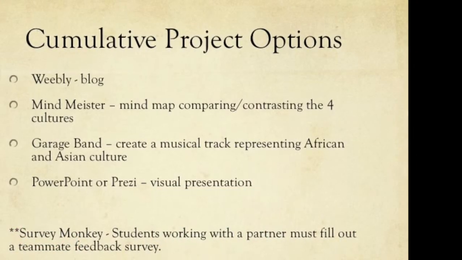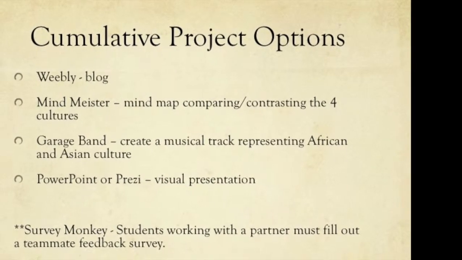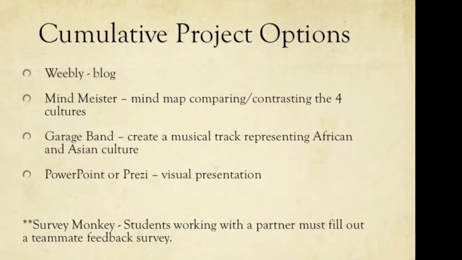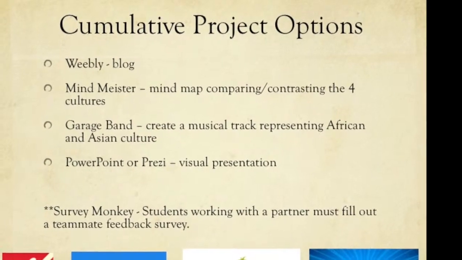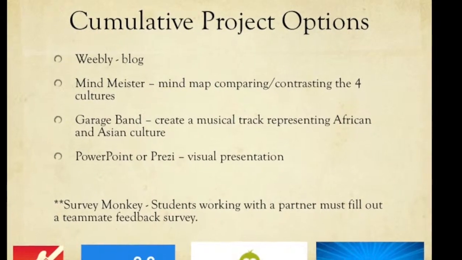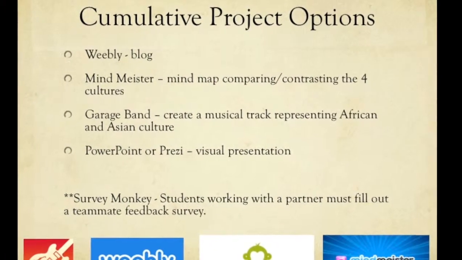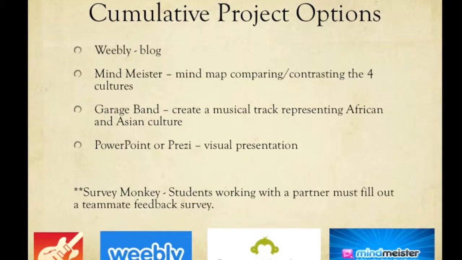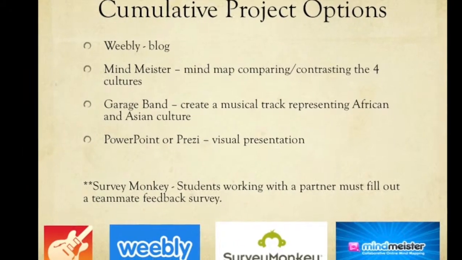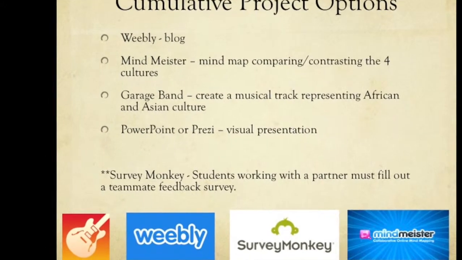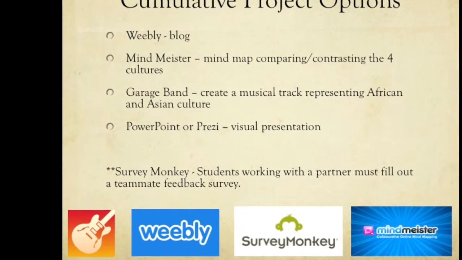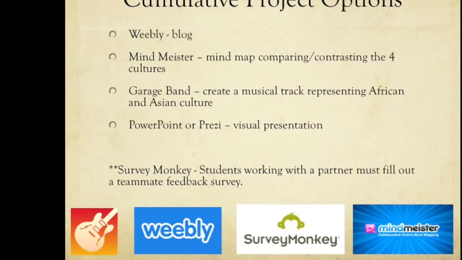At the end of this unit, students will have 4 choices for their culminating project. Each project was designed with different multiple intelligences in mind, and they were all created with a deep depth of knowledge, requiring students to create and evaluate. Their choices include a Weebly blog, a MindMeister mind map comparing and contrasting the 4 cultures, GarageBand creating a musical track representing African and Asian culture, or a PowerPoint or Prezi visual presentation.